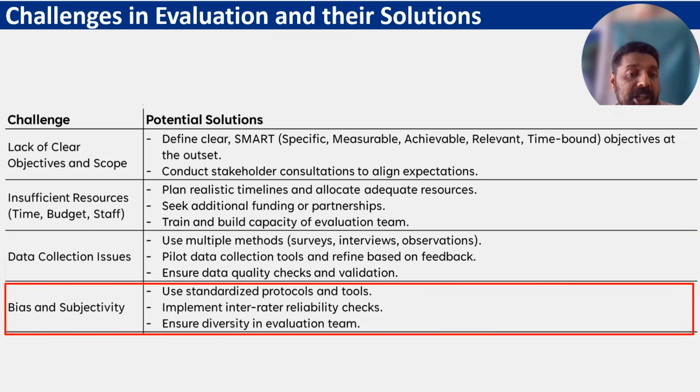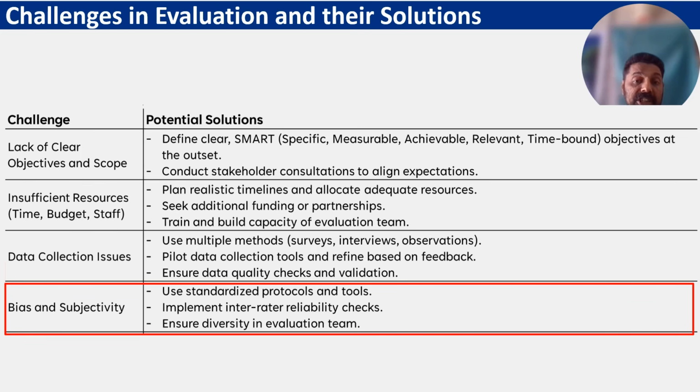Bias and subjectivity. Use standardized protocols and tools. Implement inter-rater reliability checks. When you are training enumerators, you need to do inter-rater reliability checks. For example, 5-6 data collectors whom you are training ask some questions of the tool from different participants, and then you compare their scoring. That is called inter-rater reliability checks. I have developed a video on this also. The link is given in the description. You can watch that video to learn how to ensure inter-rater reliability checks.